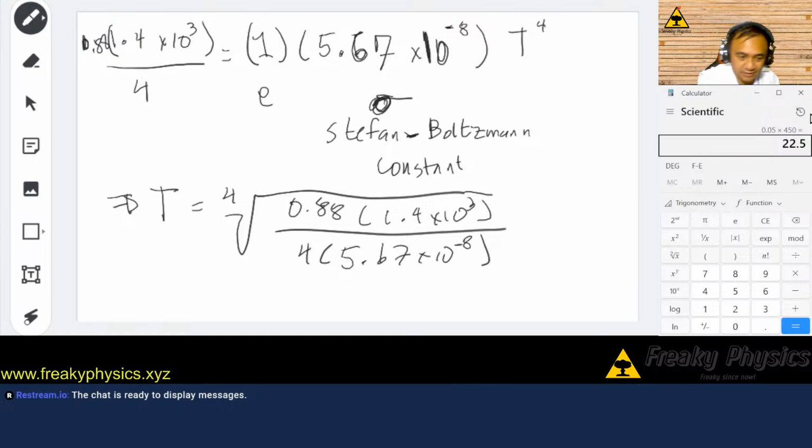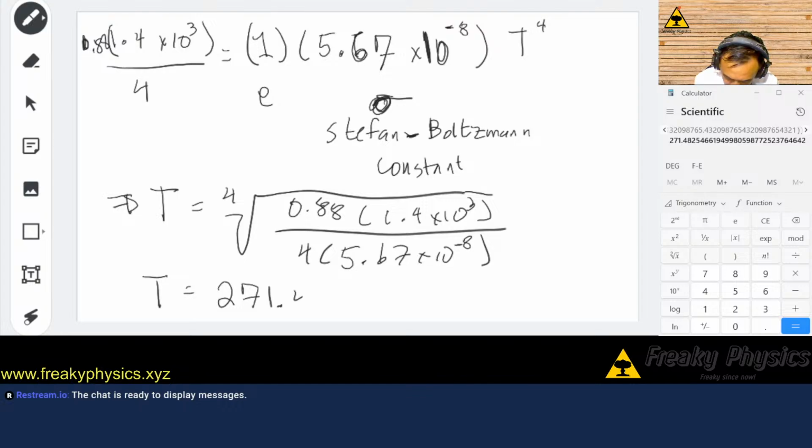Okay, so let's put that in and see what we get. 0.88 times 1.4 exponent 3. Then divide that by 4 times 5.67 exponent negative 8. Okay, and that's the answer. And to take a fourth root, you just square root it twice. So in this case, we get our temperature equal to 271.48 Kelvin.